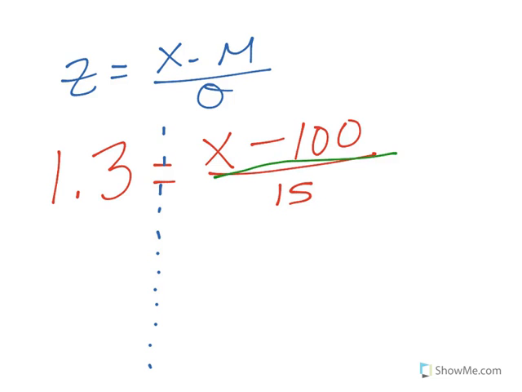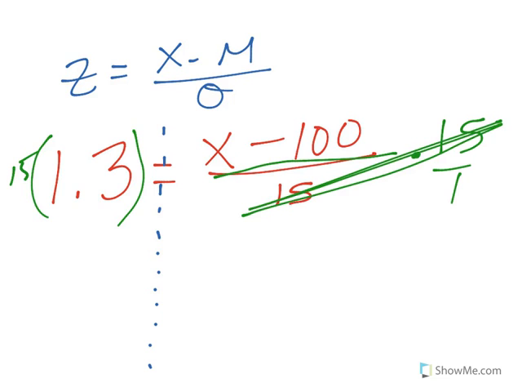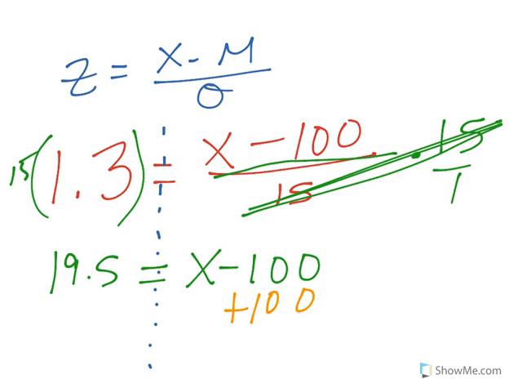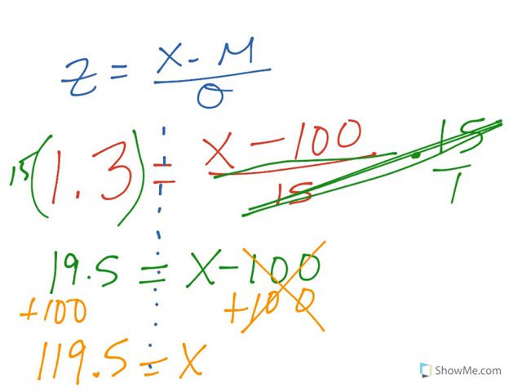So first thing, instead of dividing by 15, I'm going to multiply both sides by 15. That will cause these 15s to cancel out, leaving me with just x minus 100. And 15 times 1.3 gives me 19.5. So one more step, instead of subtracting 100, I'm going to add 100, because subtraction and addition are opposites. Negative 100 plus 100 leaves me with 0, so I'm just left with x, and we are left with 119.5.